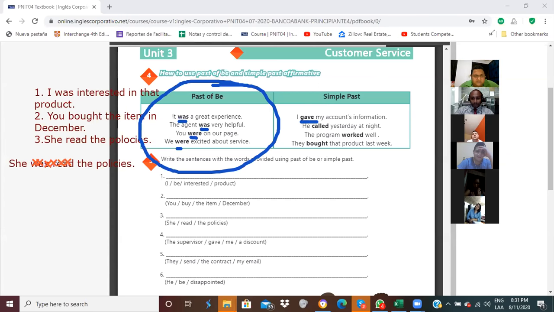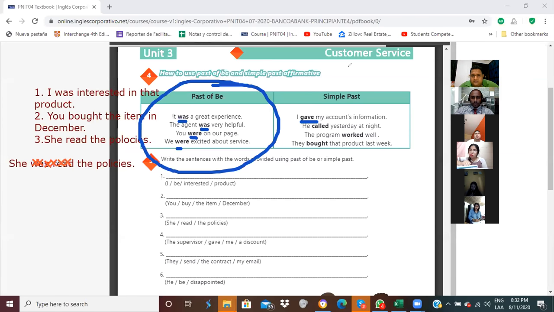Okay, alguien no está entendiendo por acá. Necesito que pongan atención, guys. Vamos a usar el was con los verbos. No. O es el verbo gave, called, worked, bought, slept, exercised, ate, etc. O es el verbo to be, was or were. But not together. O es uno o es el otro. Do you understand? Yeah. Not together. Okay. So, ¿por dónde vamos?